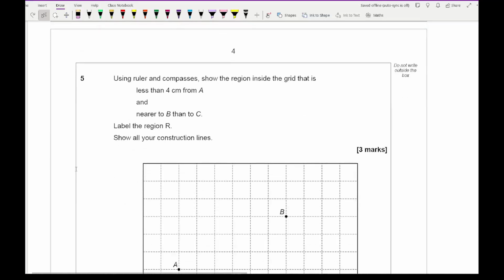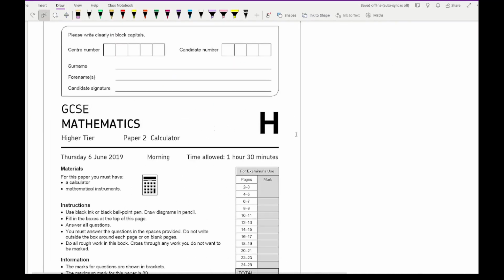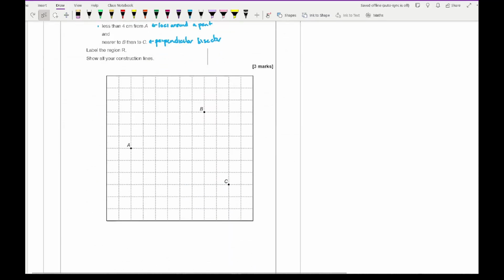Then moving on to question 5, which looks at loci. It says using a ruler and a compass, show the region inside the grid that is, and the first condition is that it's got to be less than 4 centimeters from A and nearer to B than to C. Now for this, all we need to do is loci around a point, and for the second, what we then need to do is a perpendicular bisector. Unfortunately, I'm going to struggle to do a compass and ruler bit of loci with this particular question, but hopefully I will show you the steps on how we go about answering this question, and then you can do it a lot more accurately.